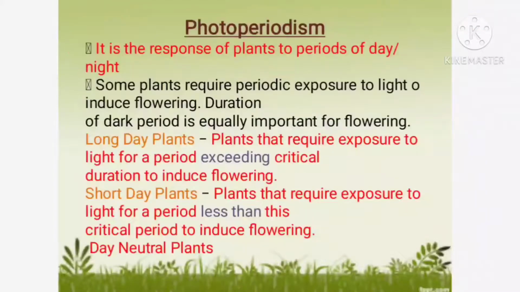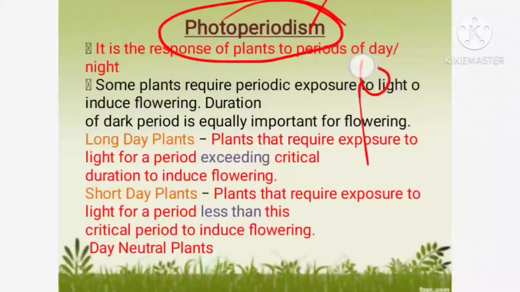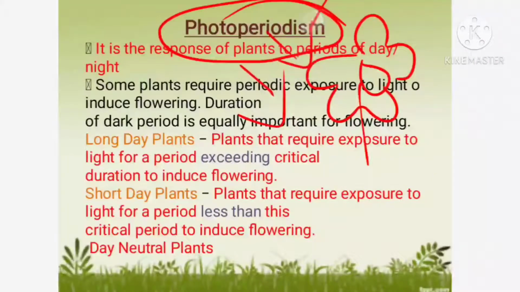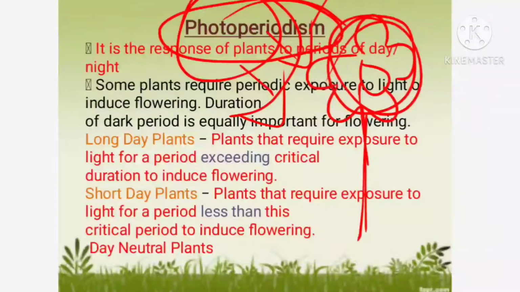Now, listen, a new term we are going to discuss today is photoperiodism. What do you mean by photoperiodism? Photoperiodism is something related to flowering. A plant will produce flowers only if the plant is exposed to light for a particular duration of time. If the plant is not exposed to light, then it will not produce any flowers, which means for flowering, light is playing a major role.